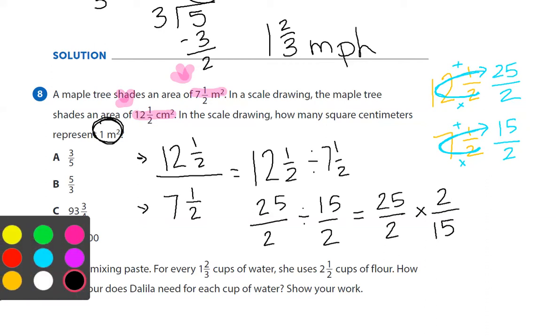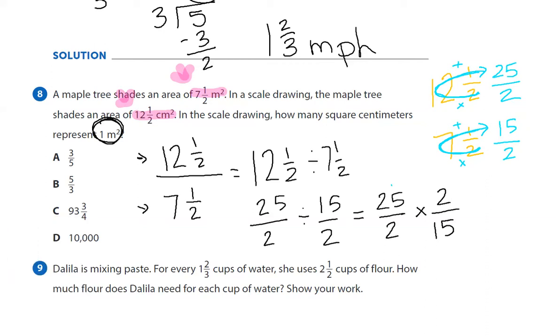I should make a mark here because I know you can't see my mouse. 25 times 2 is 50. 2 times 15 is 30. And you can reduce, actually that's easy to reduce too. That would be 50 over 30, which you can reduce by crossing out the zeros. But I'm going to show you one more way to do it.